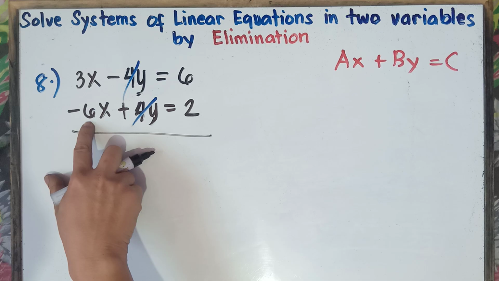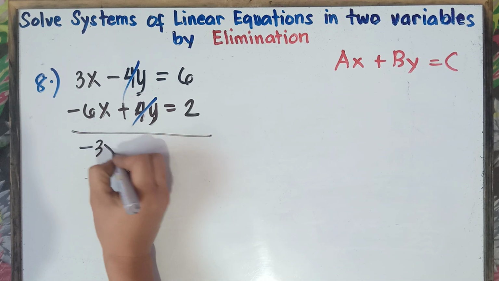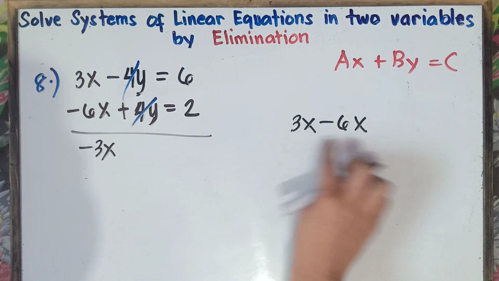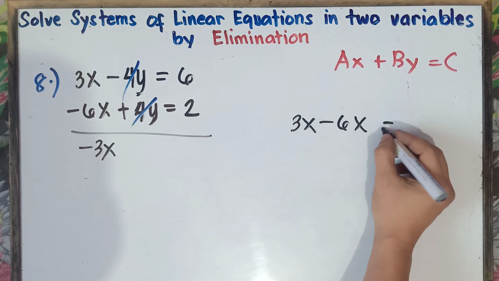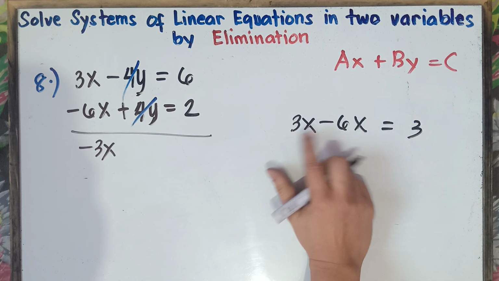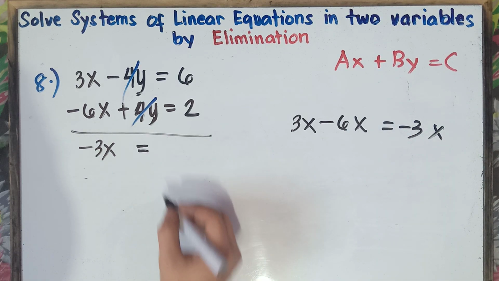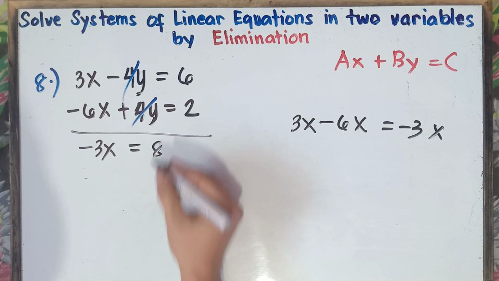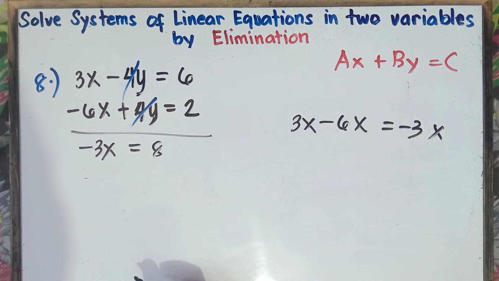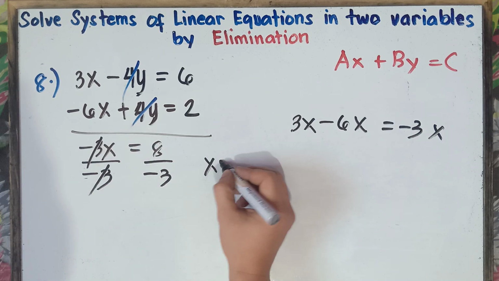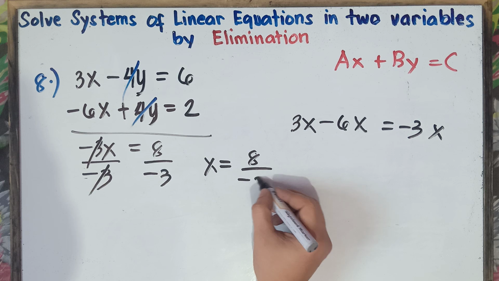3x combined with negative 6x, that would be negative 3x. Once again, class, 3x combined with negative 6x, unlike signs, subtract. 6 minus 3 is 3. Now, 6 is greater than 3, we copy the sign of 6. That would be negative 3, simply copy x. Copy equals sign, and 6 plus 2, that would be 8. And then to get the value of x, simply divide both sides by negative 3. Cancel this out. So x is equal to 8 over negative 3.